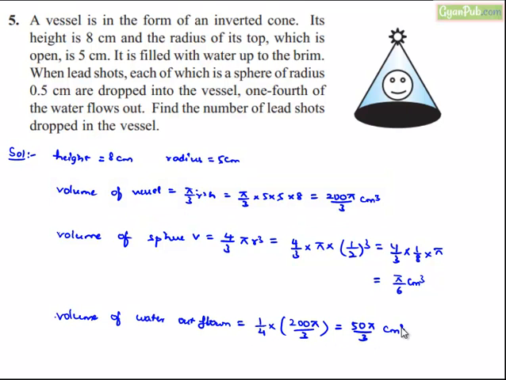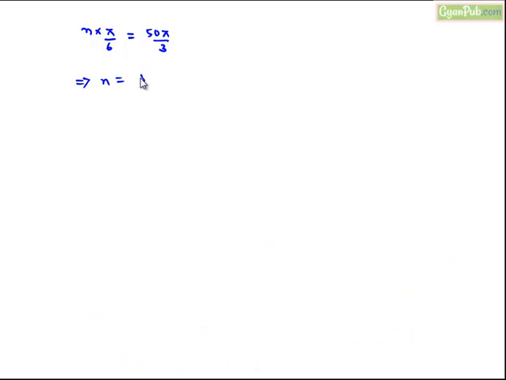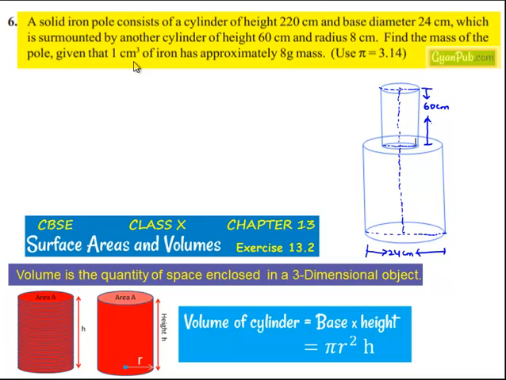Let us assume that there are n lead shots, then n times the volume of each sphere, pi by 6, will be equal to the volume outflown, that is 50 pi by 3, which implies n is equal to 50 by 3 into pi into 6 by pi. Pi goes in pi one time and 3 goes in 6 two times, which is equal to 50 times 2 is 100. Therefore the number of lead shots is equal to 100. That's the solution.